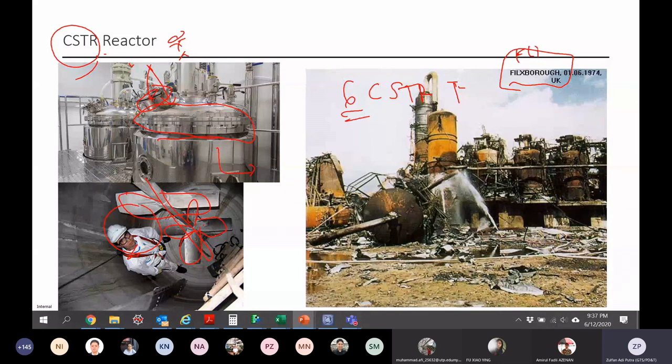I think four, the exploded one, and then five, the exploded one. I don't remember which is the fourth or the fifth one, and then another one, six. So the six CSTR reactors exploded. Each reactor only has, six, yeah, very coincidental here.